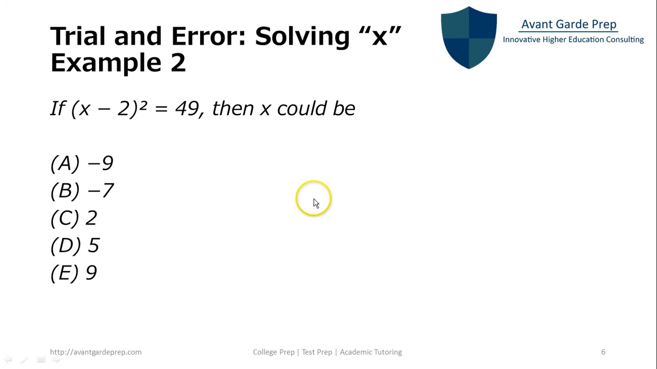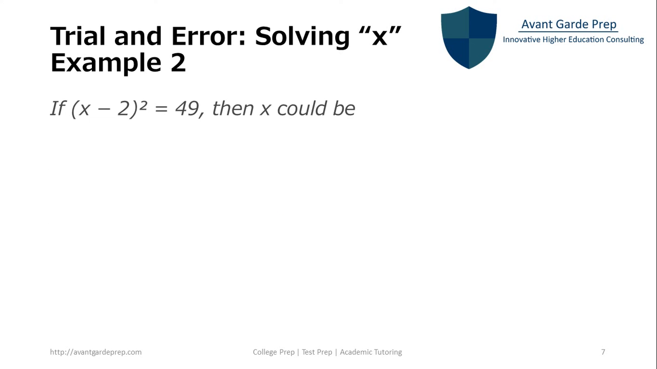That brings us to our second example. In this example, we have the quantity of x minus 2 squared equals 49. X could be A, B, C, D, or E. And again, you'll notice the answer choices are arranged from lowest to highest. Since this problem has a variable, we'll use the trial and error method. Again, we'll begin with answer choice C, which was 2. So we'll substitute in 2 for x.